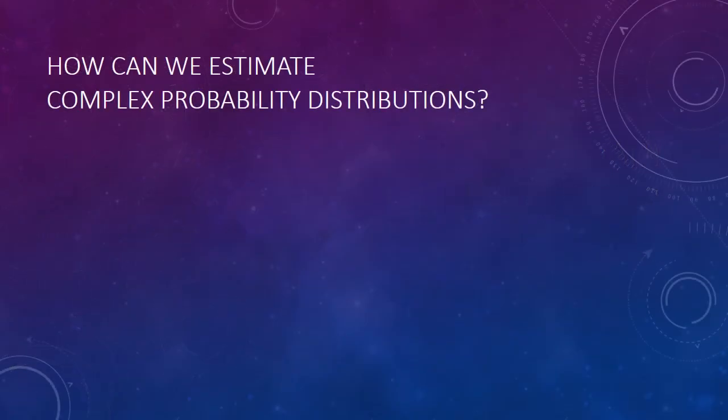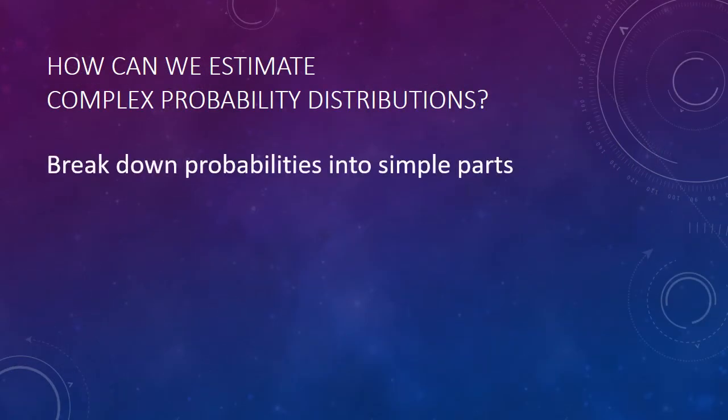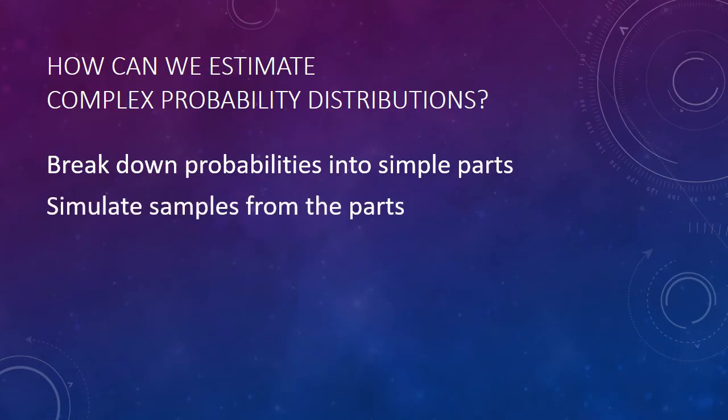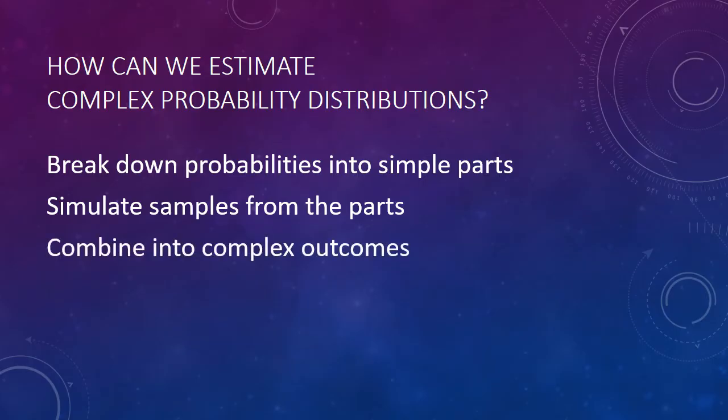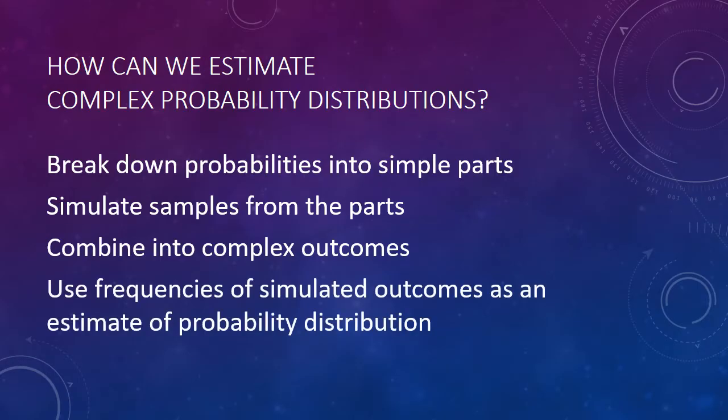First, we'll break down the complex probabilities into simple parts. Second, we ask the computer to flip a bunch of coins for us. You could try to get trained monkeys to flip the coins for you, but I don't think that they could count as fast as a computer. Anyway, we use the computer's coin flips to represent outcomes from the simple probability distributions. Next, we combine the simple outcomes from each of the simple parts into complex outcomes from the complex distribution we're interested in. Finally, we use counts of the simulated outcomes as an estimate of our complex probability distribution.